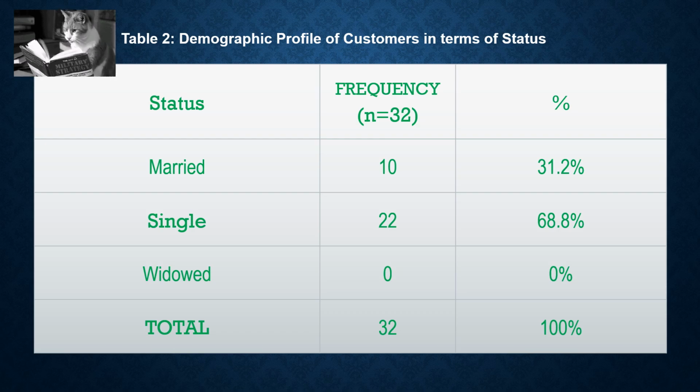And then a percentage of 100%. Again, for your learning, how do we get the 31.2%? 10 divided by the number of respondents, which is 32, times 100% is equal to 31.2%. 22 divided by 32 times 100, the percentage of single respondents is 68.8%. And that's it. This is how we create Table 2, the demographic profile of customers in terms of status.